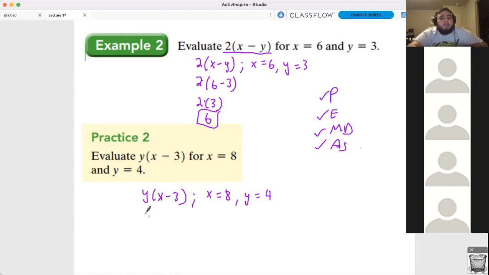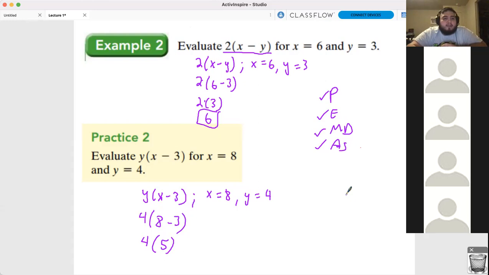We have x and y. The expression is 4(x − 3), but x is 8, so it'll be 8 take away 3. Now we use PEMDAS to simplify this problem, where P is parentheses: 8 minus 3. Everyone, what did you get for 8 minus 3? 5. Because you have 8 and then you get rid of 3, you have 5.